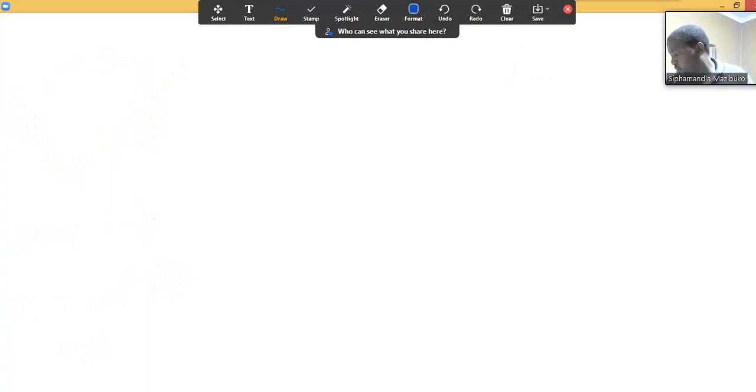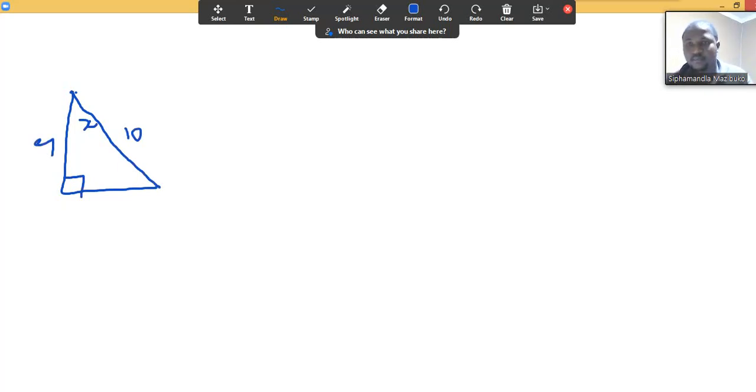Suppose we have this one here, a right angle triangle. We have something like that, and this is our 90 degrees. This is our x, this is our 10, and this is our 9. Okay, so you see, let's say this is our y. Let's say we want to find this angle.